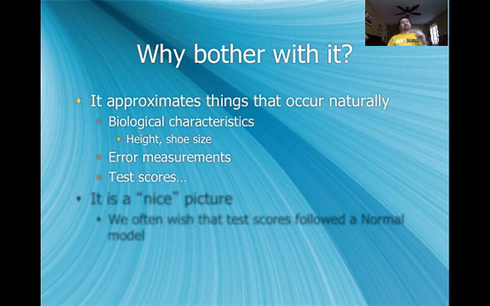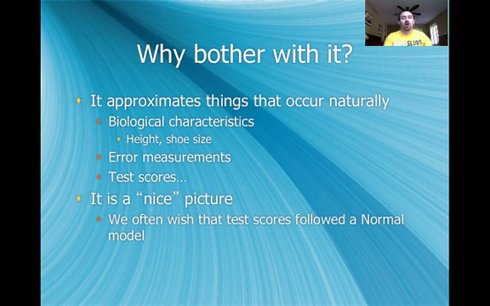Test scores. Now, test scores are not normally distributed typically. We often wish they were normally distributed because we make our lives easier as educators. But in general, that's just not the case. Okay, so that's where this next one comes in. It's a nice picture. Often we wish that test scores followed a normal model, and so you'll see people artificially put certain distributions on a normal scale, even though they don't really work that way.